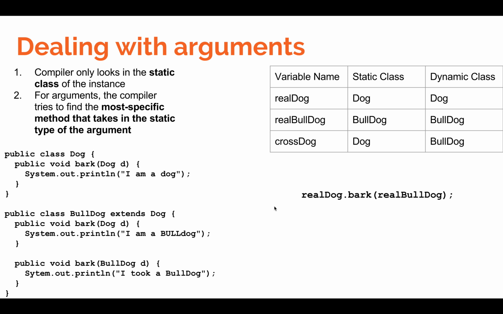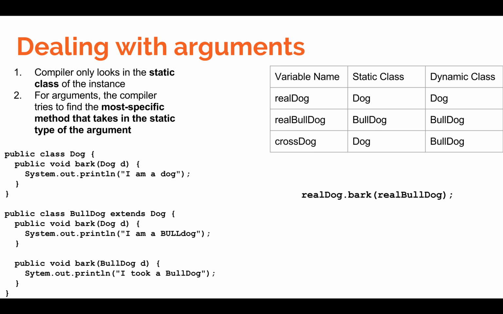What about real dog dot bark real bulldog? So what's going to happen when we compile? Shouldn't it fail because it's going to see that the parameter takes in a dog, but it's putting in the static type, which is a bulldog? Here, this is real bulldog, whose static type is bulldog. So there is no method in the dog class that has static type bulldog. Any other thoughts? The static type of real bulldog is bulldog, but that is a subclass of dog.